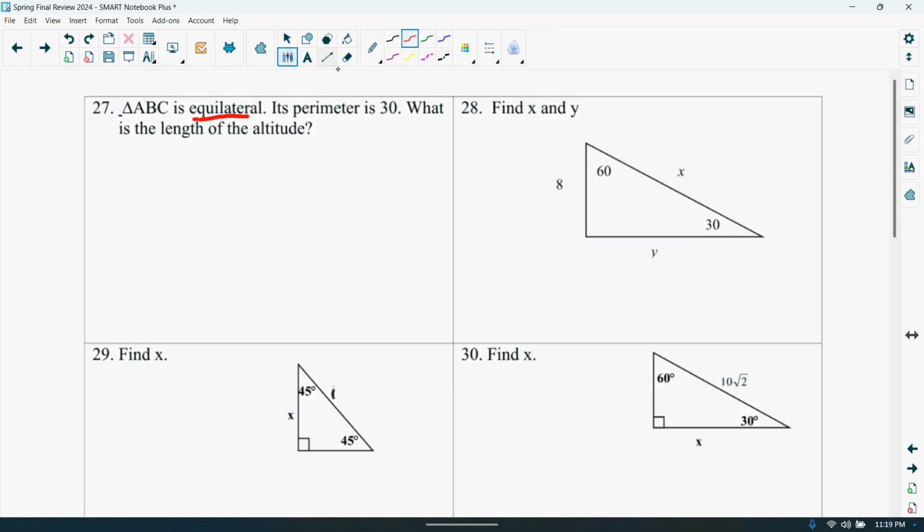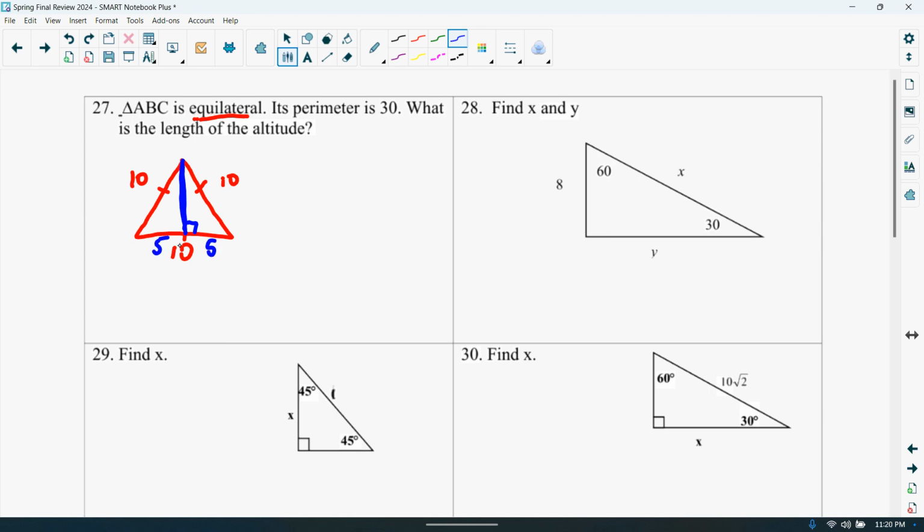All right, here the keyword is equilateral, which lets you know that all the sides are congruent. It's equilateral. And if the perimeter is 30, that means each side is 10. Okay. They want the length of the altitude. That's the height, basically. It's the same thing. It's the distance from the vertex. And the altitude bisects the side.